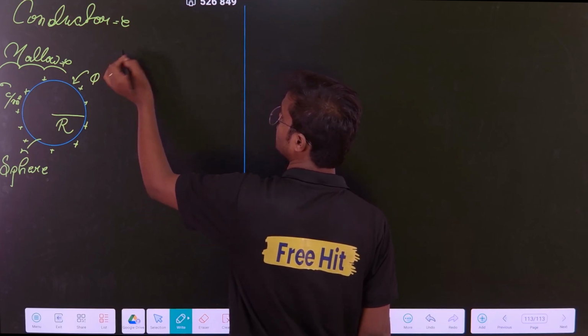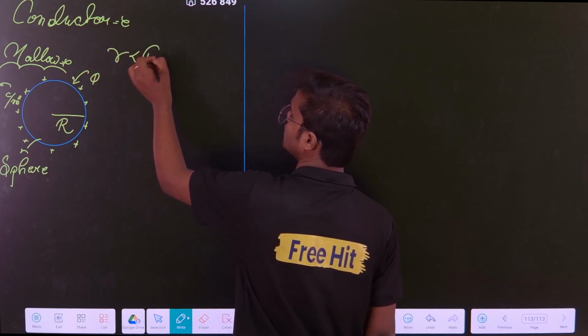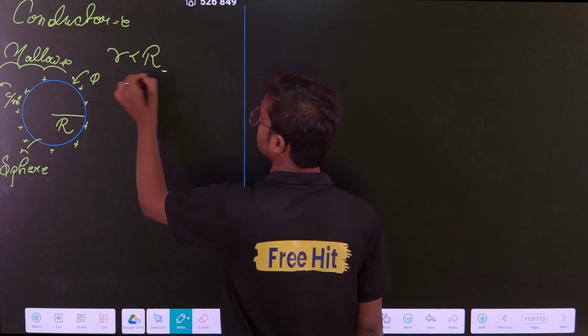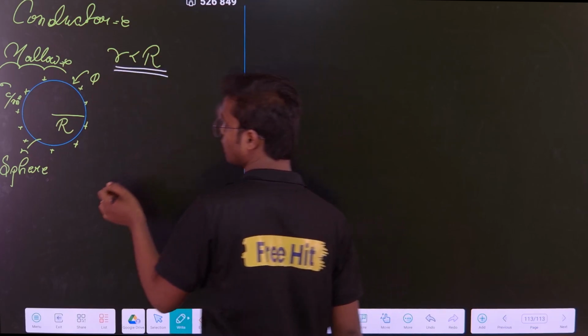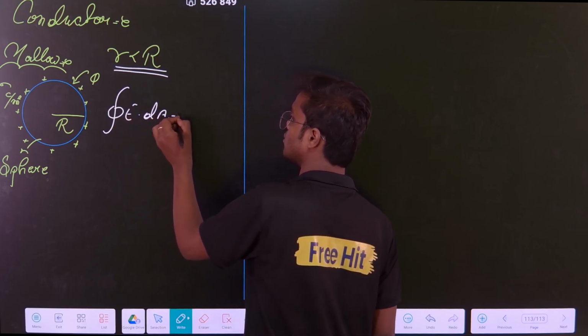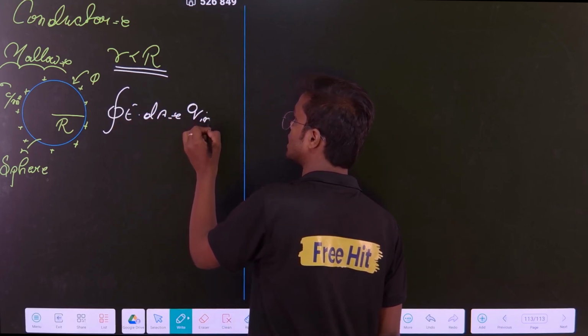For the electric field, there are two cases. One is r less than R. Our first derivation is for r less than R. That is the first case. If this is the case, I will do E dot dA, correct? E dot dA is equal to, by Gauss's law, q inside by epsilon naught.